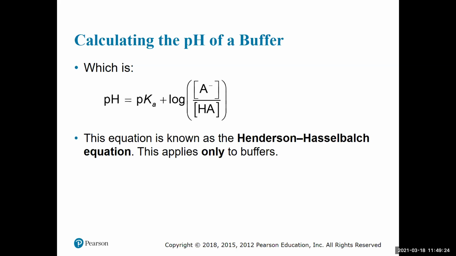And sure enough, that's what we have. That expression is known as the Henderson-Hasselbalch equation. This only applies to buffers, okay? But this Henderson-Hasselbalch equation is what you use to calculate pHs of buffers. Because you're going to know the pKa of your acid, or you're going to know the Ka, and then you can calculate the pKa. You're going to have information about these concentrations, and then that allows you for buffers, remember, to use this Henderson-Hasselbalch equation to do the calculation.